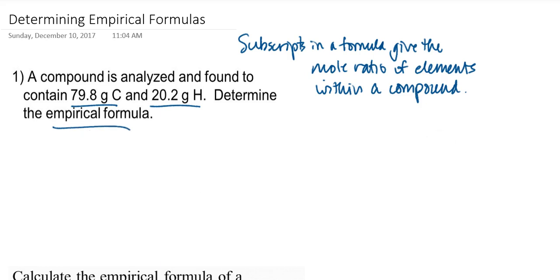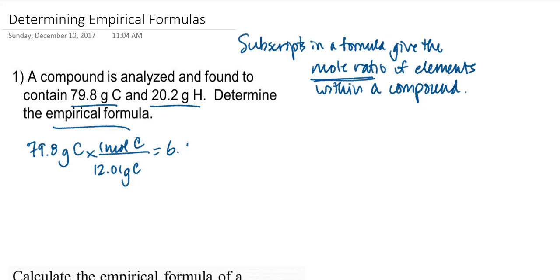Once again, I want to determine the ratio of moles of each of the elements in the compound. So I can start with this 79.8 grams of carbon and convert that using the molar mass of carbon to moles of carbon. If I do that, I would take 79.8 and divide that by 12.01, and I get 6.64 moles of carbon.